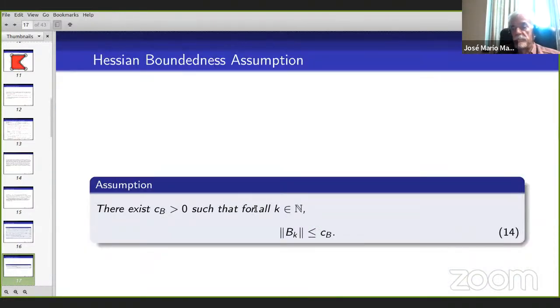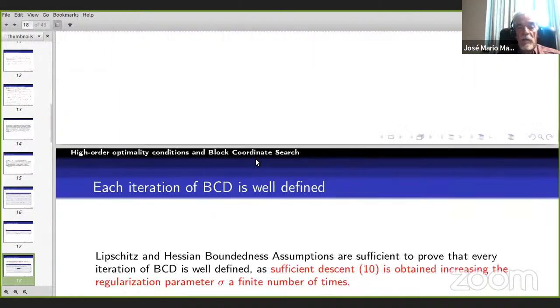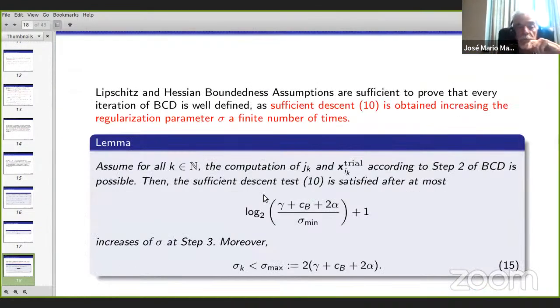I need boundedness of the Hessian approximations. I repeat, I don't need that they are Hessian approximations. I need simply that they are symmetric matrices and they are bounded. We are able to prove that each iteration is well defined. That is to say, given a point, following the algorithm we can find a point that satisfies the sufficient descent condition, and we can do this using at most this number of increases of the regularization parameter, which means this number of evaluations of the function.